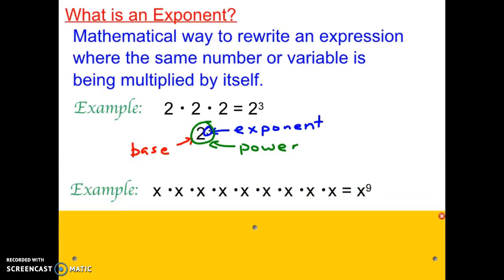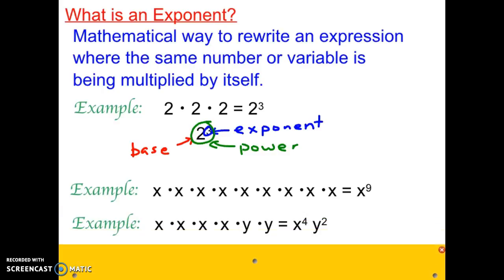We can do this with variables as well. For my next example, we have x times x times x times x times x times x times x times x times x. Oh, that was long. Basically, if we count them up, we got 9 x's being written out, so we can rewrite it as x raised to the 9th. 9 would be the exponent. X raised to the 9th is a lot shorter than writing x times itself multiple times.